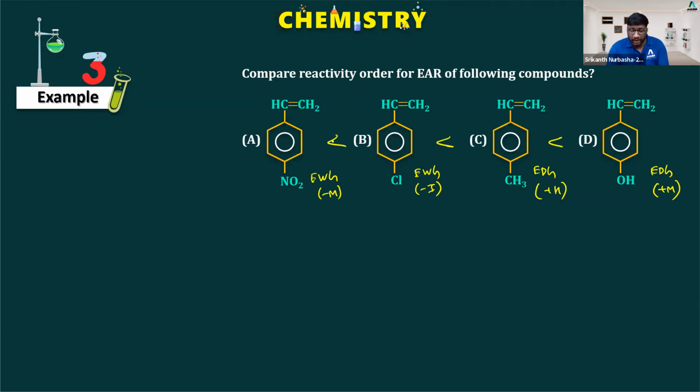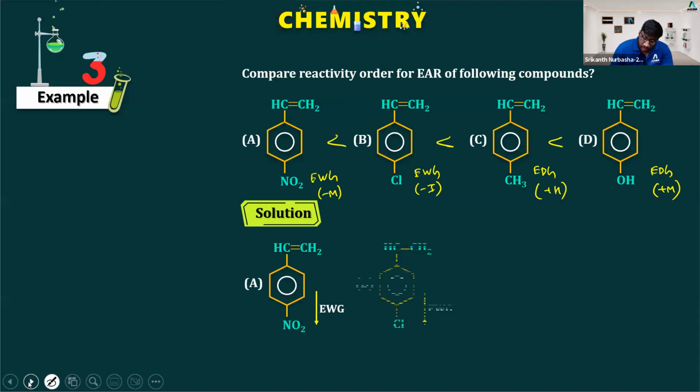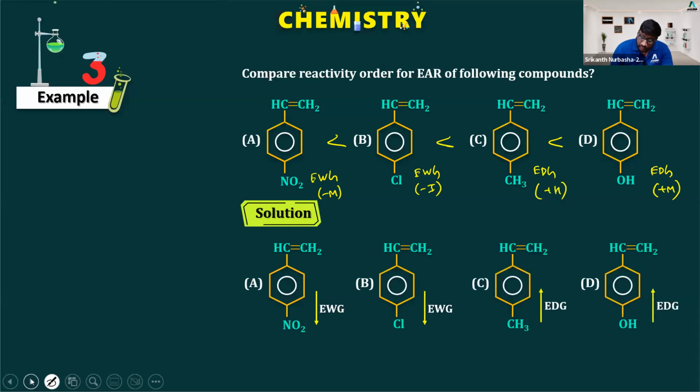NO2 is an electron withdrawing group by mesomeric effect, so it withdraws the electron density greatly, so it destabilizes the system, or it decreases the nucleophilicity of the respective compound. Okay, so D, C, B, A, that is the right order. Got it?